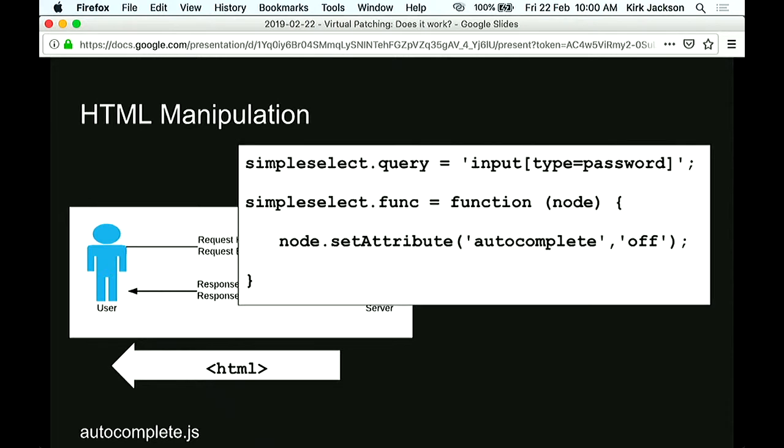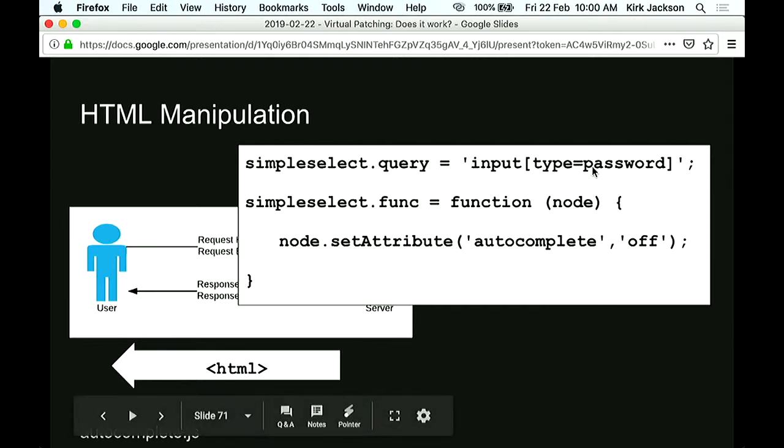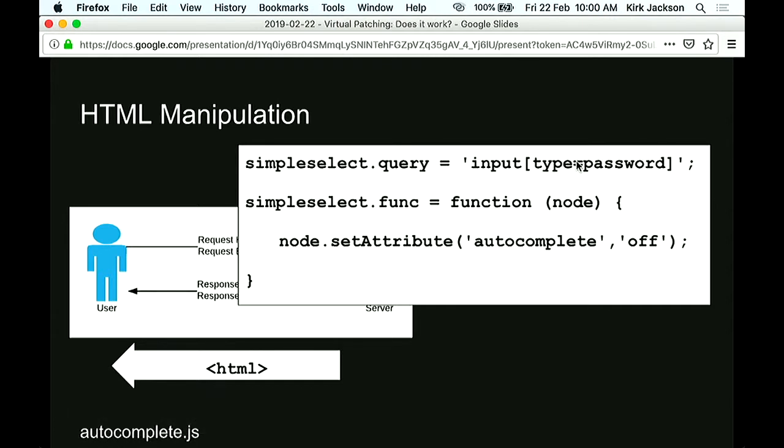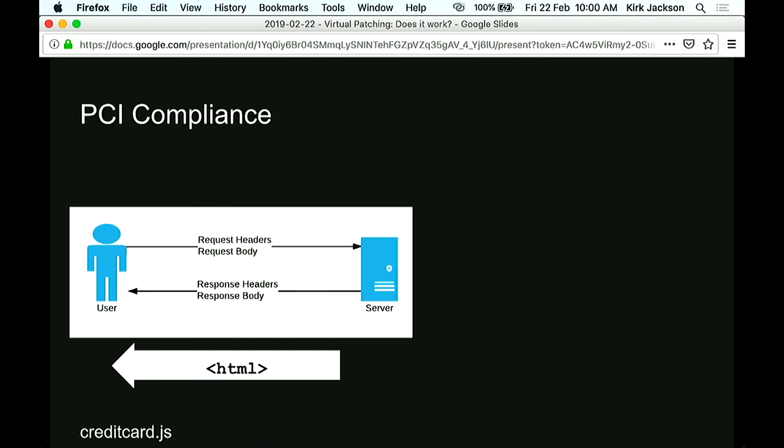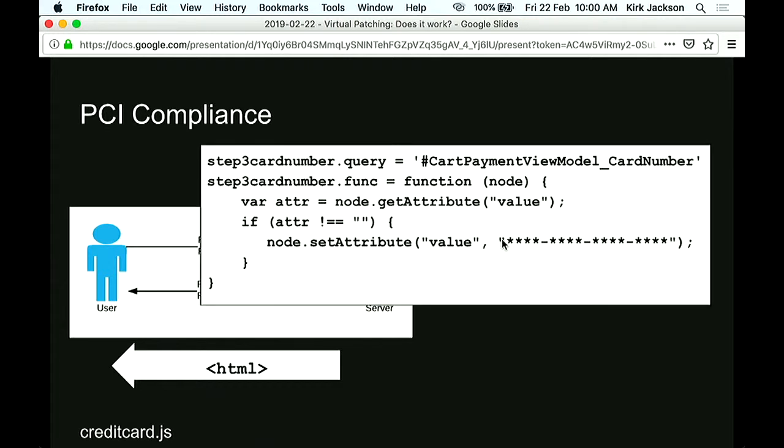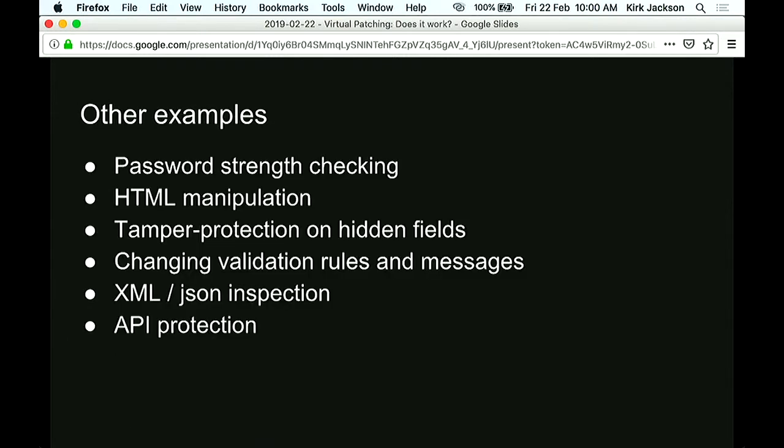Cool. And other things you can do with the proxy, you can manipulate HTML. So that Harman library that I was using seems like it's not that well supported, so I might need to pick something else. It lets you do nice selector style syntax to match the HTML as it streams through your proxy. And this is turning autocomplete off on password fields. It's a pretty uninteresting vulnerability. This is a PCI compliance one. It's just a regular expression, or this one's just blanking out credit card numbers in responses. But you can do basically anything you can write in code, you could do in your proxy layer.